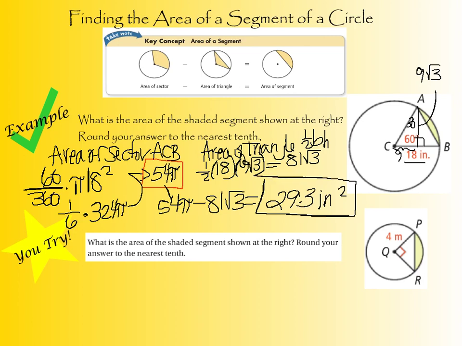Alright, so now you try. What is the area of the shaded segment shown at the right? Round your answer to the nearest tenth. So follow the same steps that I followed up here. Find the area of the sector, then the area of the triangle, subtract those, and you'll find the area of the segment. Once you're done with this problem, we're done with this section, and I'll see you in class.